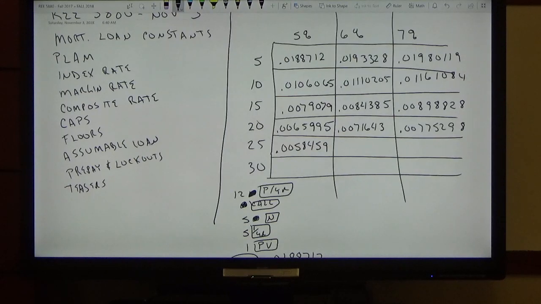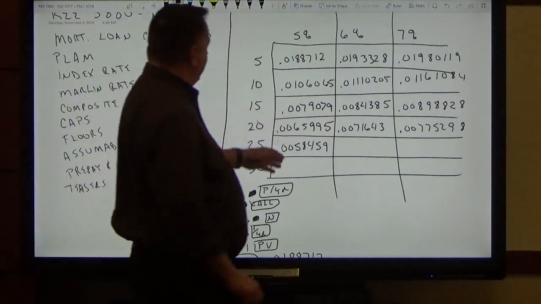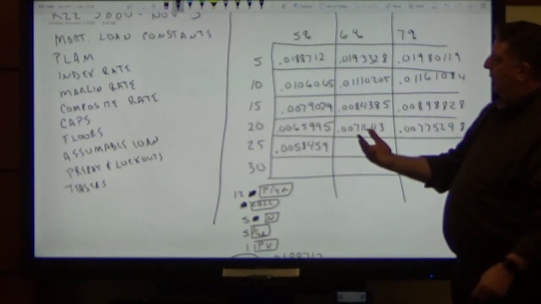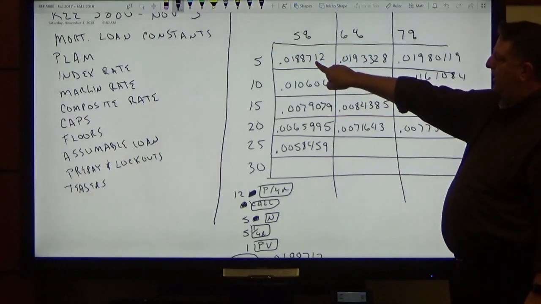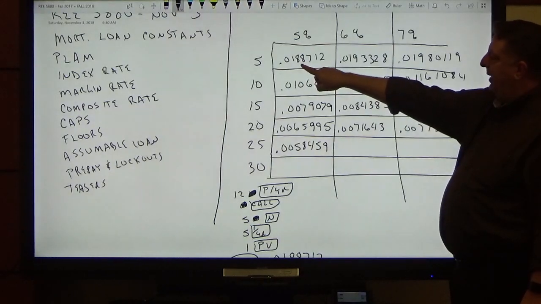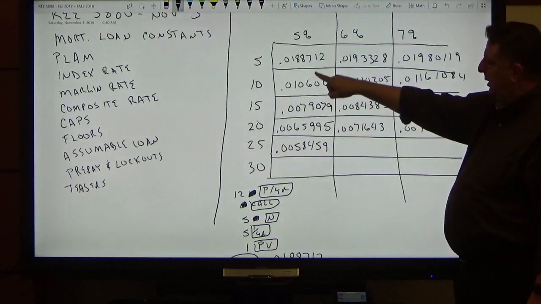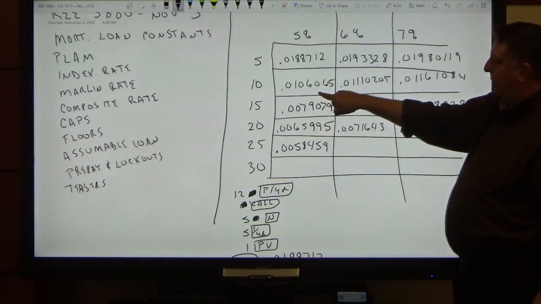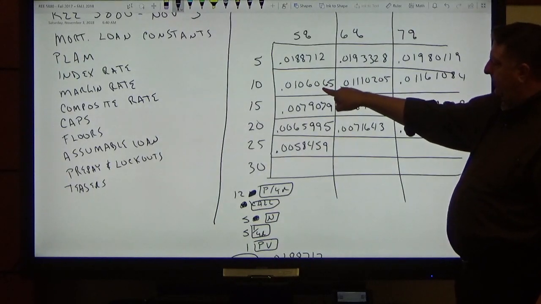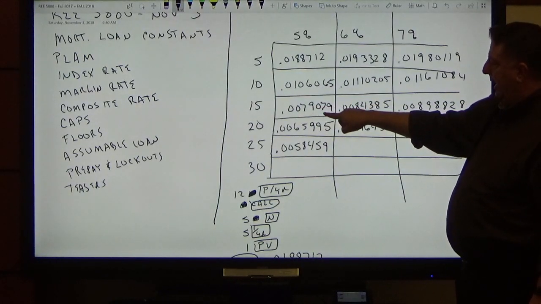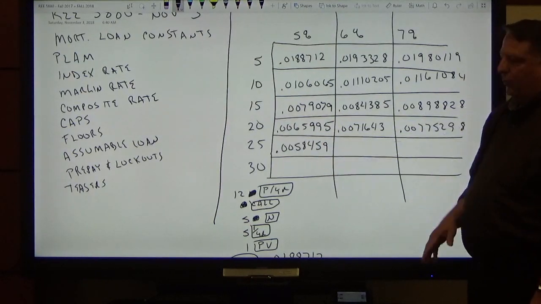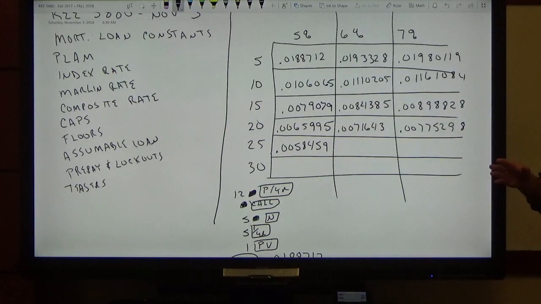Okay. You get the general idea. Once again, as we work our way down the page, for a $100,000 loan, multiplying by this mortgage loan constant gives us a mortgage payment of $1,887.12. Moving down the page, if it were a 10-year loan instead of a 5-year loan, the monthly mortgage payment would be $1,060. A 15-year loan, $790. 20-year loan, $659. 25-year loan, $584, and so forth. Does that make sense? One more time.